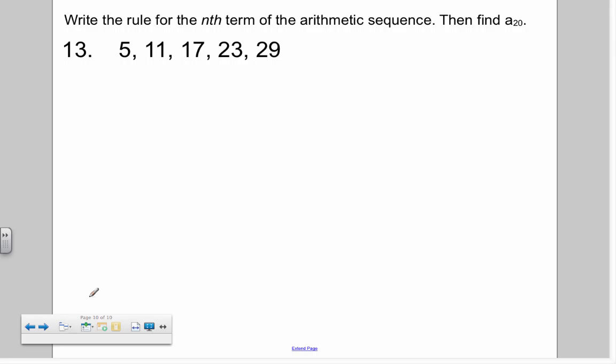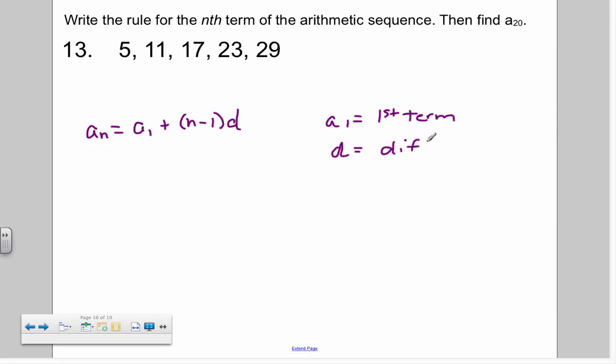So there is a rule that tells us how to find the nth term of an arithmetic sequence. So the general rule would be a sub n, so the nth term, is the first term, or a sub 1, plus n minus 1 times d, our common difference. So remember that a sub 1 is your first term. D is the difference. And n is the term number.